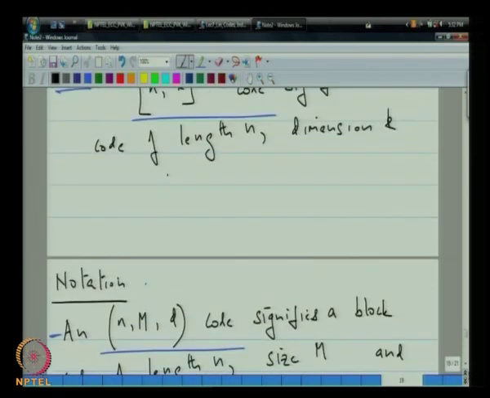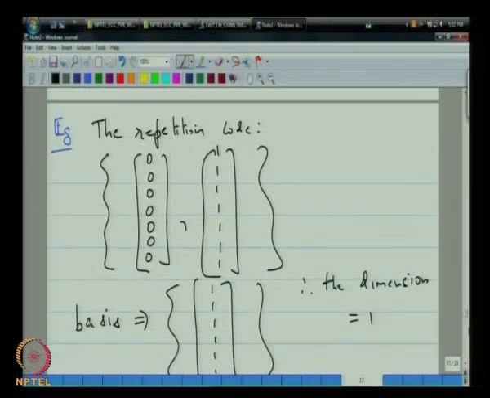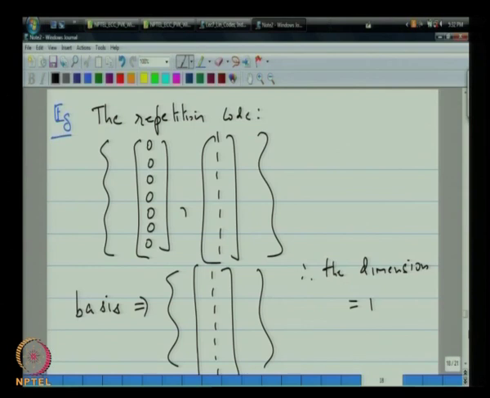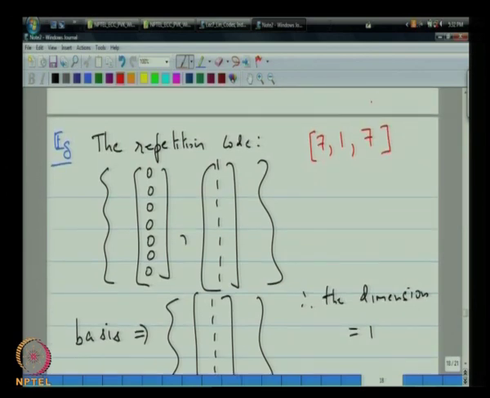Okay. Now that we have got the notation straightened out, let us go back and see for our example code here. This repetition code, let us take a look at what its parameters are. You can see that the block length is 7. Since it has a basis consisting of a single element, the dimension is 1, and the minimum distance we know from earlier is 7. So, this is a [7, 1, 7] code.